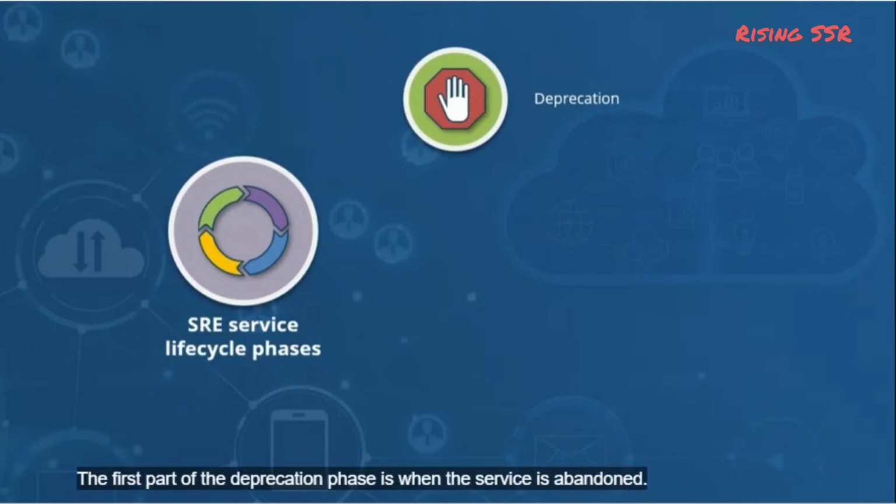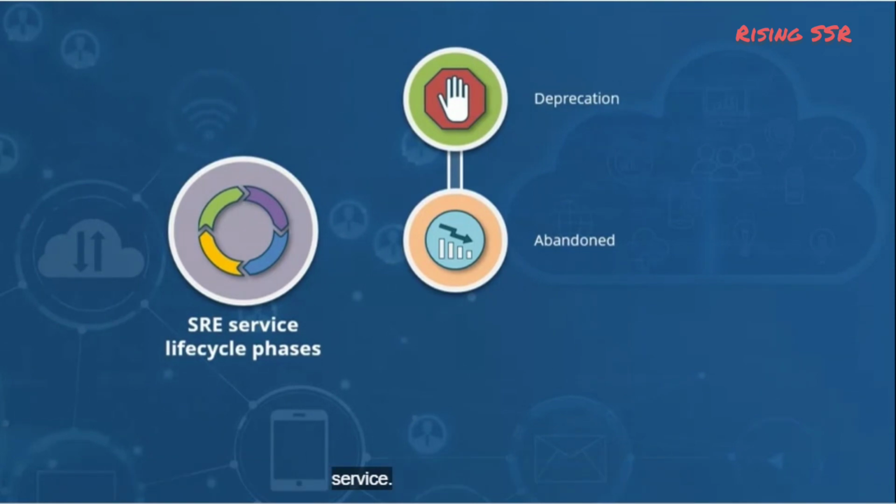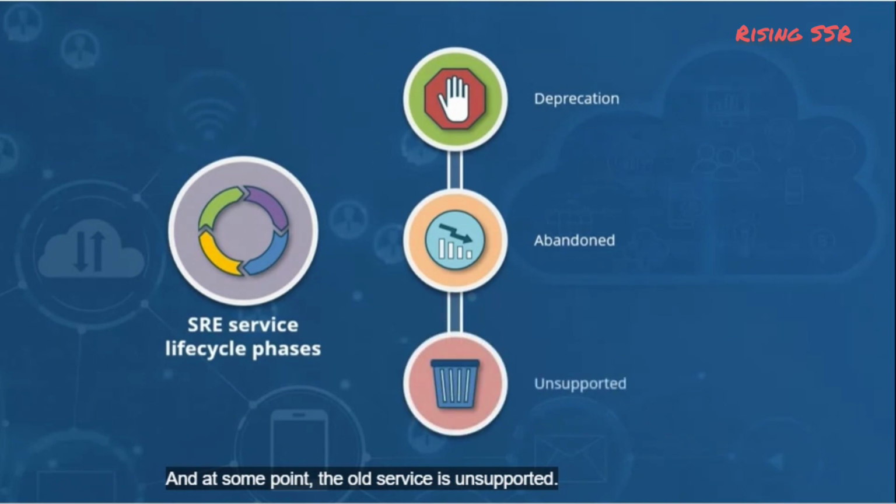The first part of the deprecation phase is when the service is abandoned, meaning no more new features are going to be added to it, and those using it need to start moving to the new service. During this time, the SRE team will continue to do incident management for the service. And at some point, the old service is unsupported. There should no longer be anyone using it, and the SRE team would tear the service down, deleting all resources pertaining to it in production and ensuring a smooth transition to the new service.